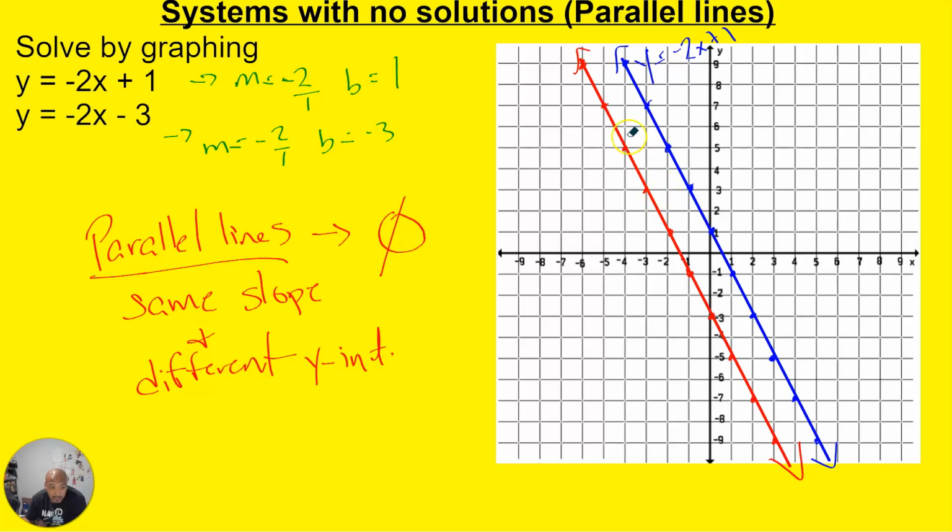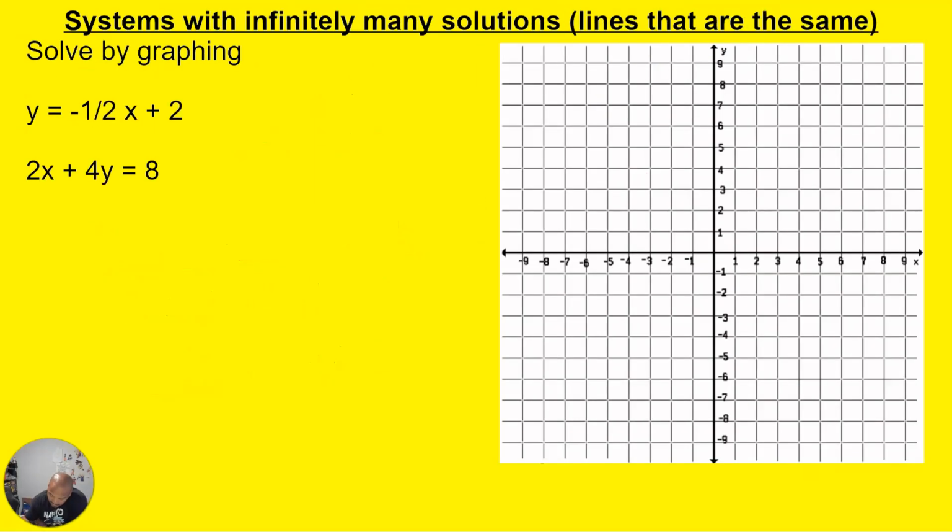Majority of the times I highly doubt they're going to ask you to graph parallel lines, but they would probably want you to notice that these are parallel and that would be no solution, okay? Keep that in mind.